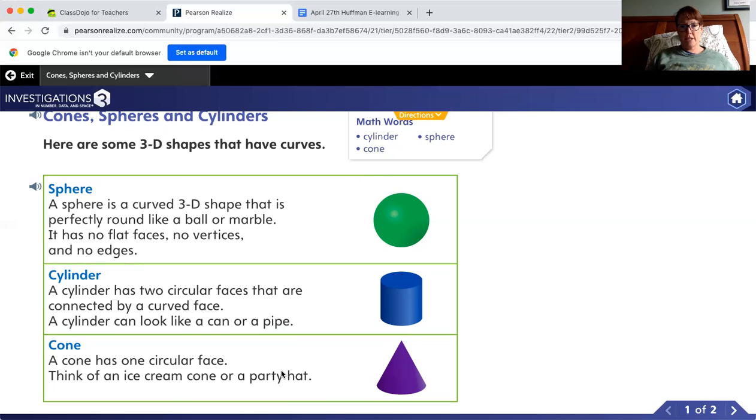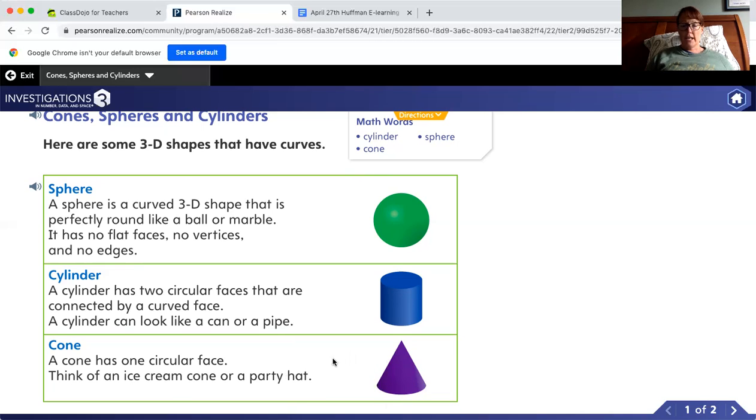Next, we're going to look at this purple shape, which is a cone. A cone has one circular face, one flat part. You can't see it right here, but it's on the bottom where you can see the mouse moving, and it looks like the circular face on the cylinder. It's just on the bottom.